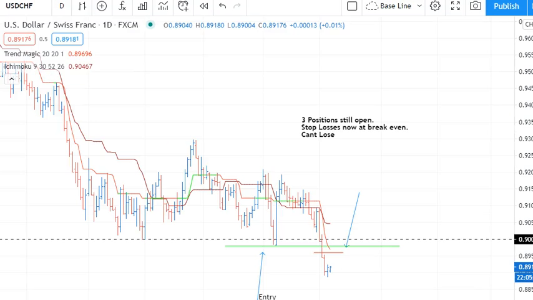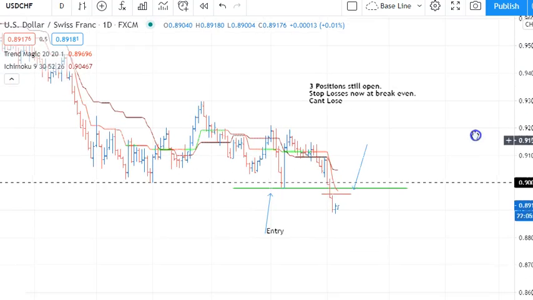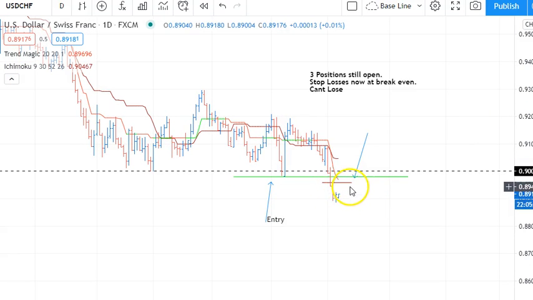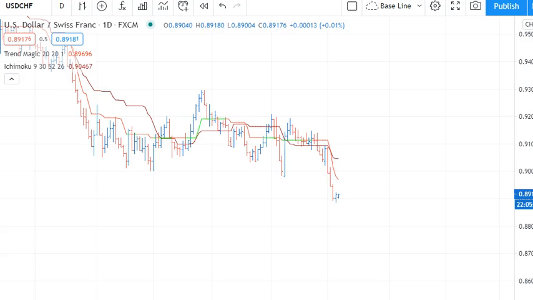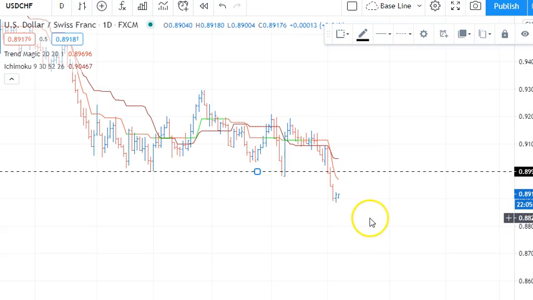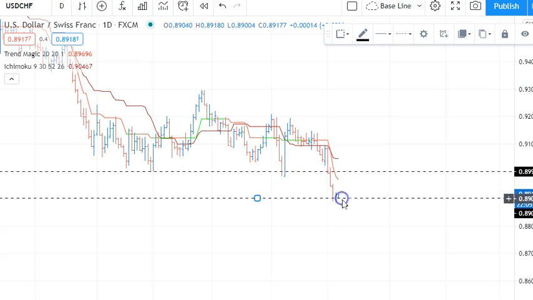USD Swissy. It's had its little run too, so looking for a pullback. We can remove the drawings there. So it's real easy stuff, isn't it? You can just see support area, and it's just a matter of patience. As long as this level is holding, look for a retest of this area, and then look to buy from there. Sell from there. All right, let's go and have a look at silver.